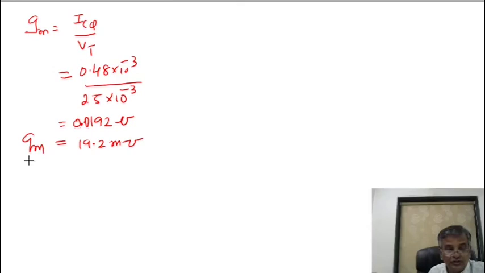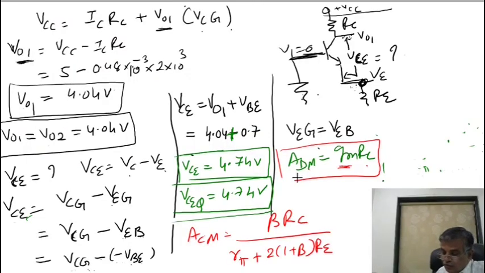So to calculate ADM, I require GM. RC is known. GM is not given. So what is GM? Current upon voltage. Which current? ICQ, which you have already calculated. And which voltage do you take? VT. So ICQ upon VT you can calculate GM. From GM you can calculate ADM. Now, R pi is not clear. I will tell you how to find R pi. Just wait.